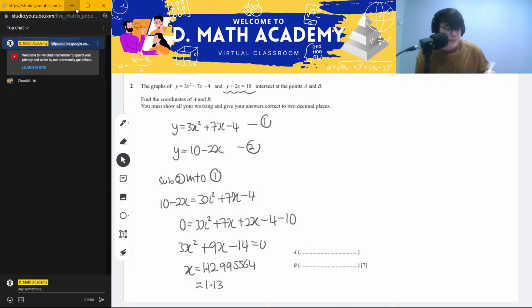And then when you press it again, you get your x2 result. x number 2 will be -4.12995564. After correcting it to 2 decimal places that they requested here, you ended up with -4.13. So this is your respective result here.